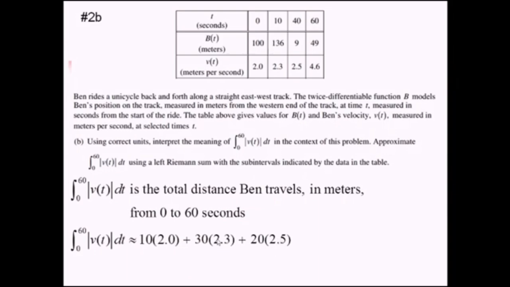Or if you really wanted to add all this stuff up, this is 20. This is, let's see, 3 times 2.3 would be 6.9, so another 0 gives us 69. And then 20 times 2.5, that's going to be 50. Adding all that up, we've got 89 plus 50 is 139 meters.